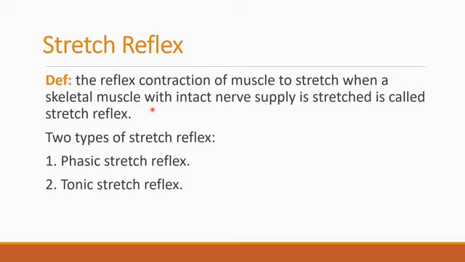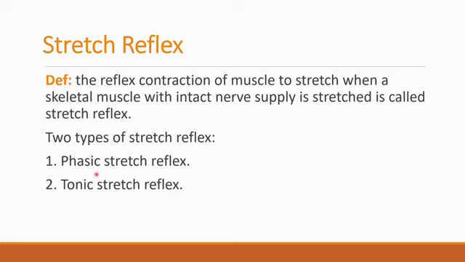The stretch reflex is reflex contraction of muscle to stretch. Stretch will be the stimulus, and contraction of muscle will be the response. This takes place when a skeletal muscle with intact nerve supply is stretched. That is called stretch reflex. Two types of stretch reflex are present, phasic and tonic.